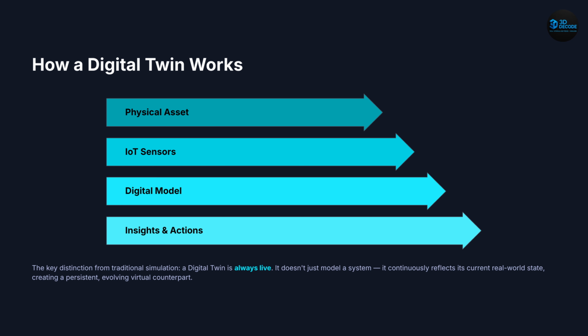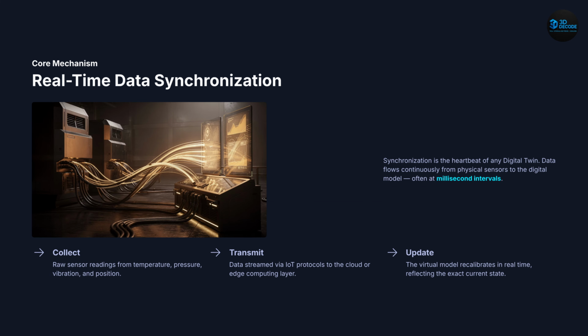A digital twin works through continuous data synchronization. Sensors on physical assets collect data. That data is transmitted through networks, and the digital model updates in real time. Slide 5. Real-time synchronization. Synchronization is the heartbeat of a digital twin.